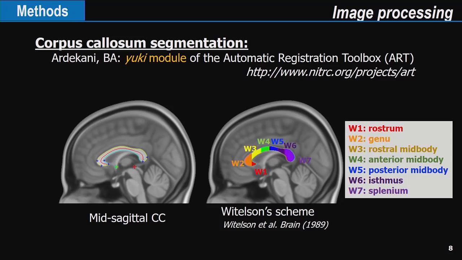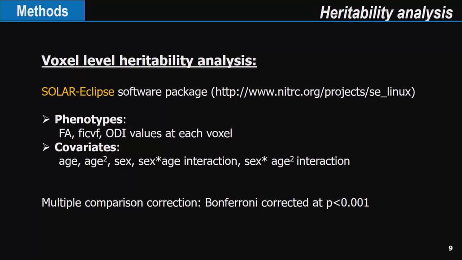The segmentation of the corpus callosum is done by the CC module in the ART software in the MNI space, and then the segmented CC structure was subdivided into 7 subregions according to the Witelson scheme. Then we estimated the heritability at each voxel within the CC area, and well controlled for several covariates in our analysis.